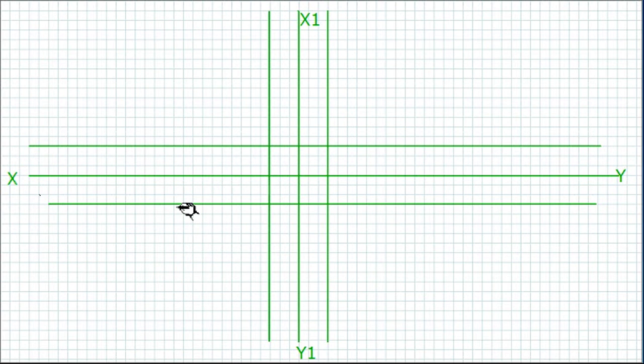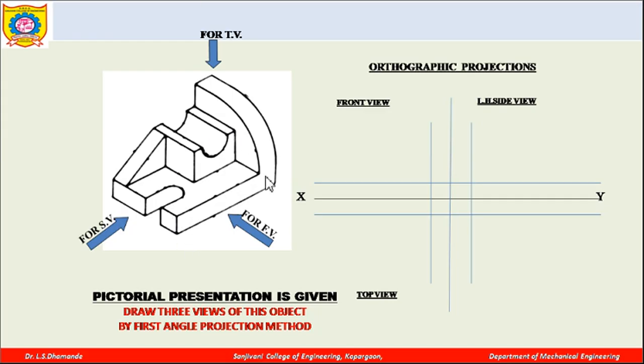After drawing the xy line as well as the x1 y1 line, now we have to decide the overall size of that particular object. Here you can see this is the object given to us. Initially we have to understand the total length of it, or mark the length of this object. Generally this length will be specified on the drawing, so you have to read the length of it.